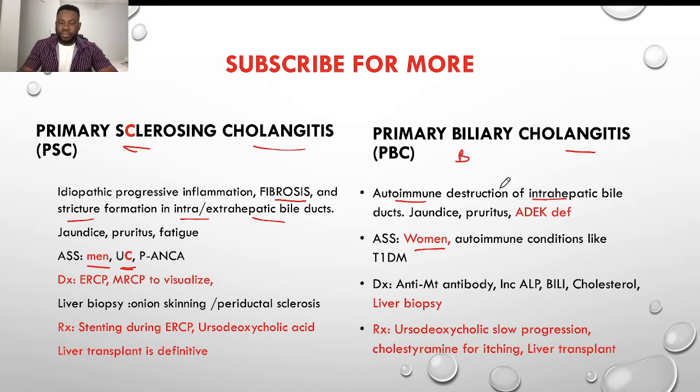For primary biliary, just remember it's autoimmune, and usually the patient will present with another autoimmune condition, say type 1 diabetes or a thyroid problem. All the symptoms are almost the same, except primary biliary cholangitis may have vitamin D, E, K deficiency. For diagnosis, we do ERCP or MRCP to visualize the biliary system. Primary sclerosing is also associated with P-ANCA, whilst primary biliary has anti-mitochondrial antibodies.